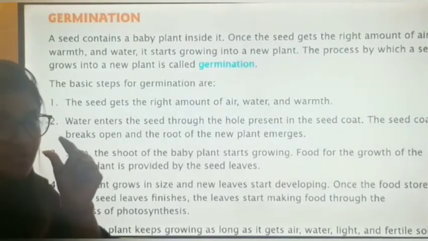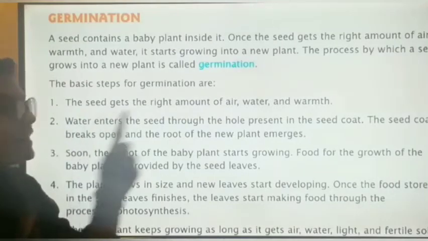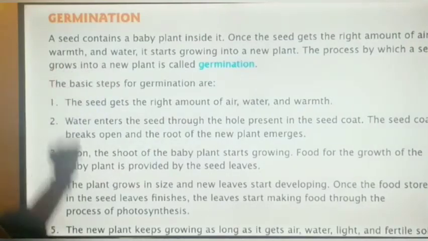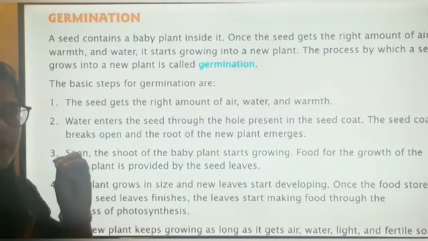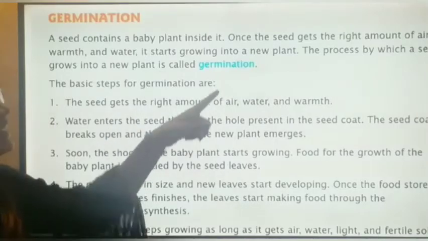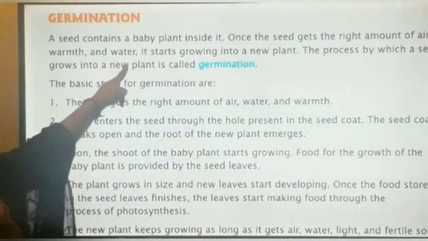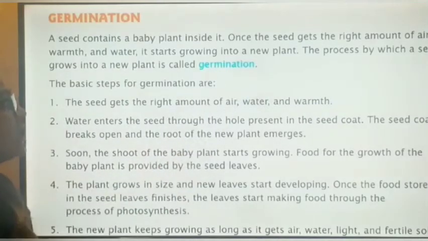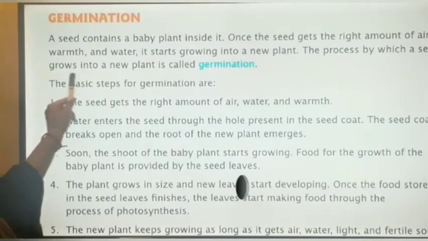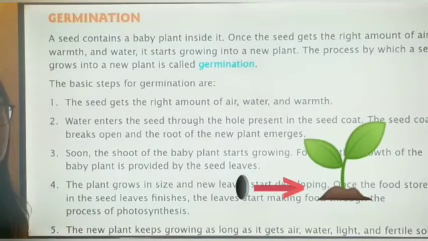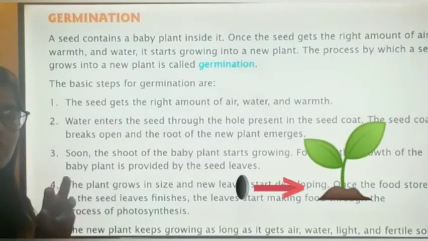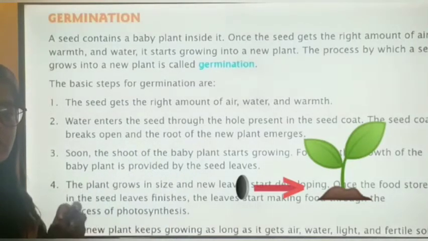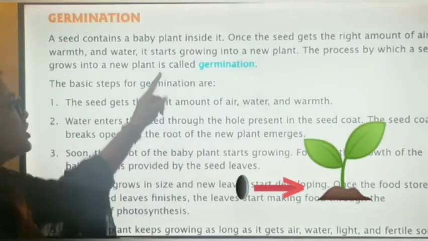So there is a small seed. When the seed gets the right amount of air, warmth and water, what is warmth? It means a little bit of heat. So when the seed gets the right amount of air, warmth and water, it will start growing. The process by which a seed grows into a new plant is called germination. So this whole process from which the seed converts into a small plant is known as germination.